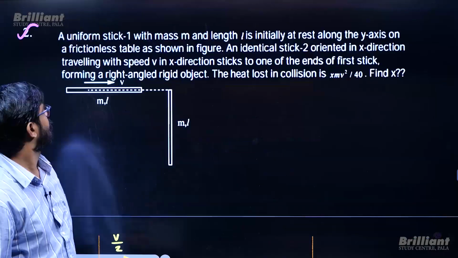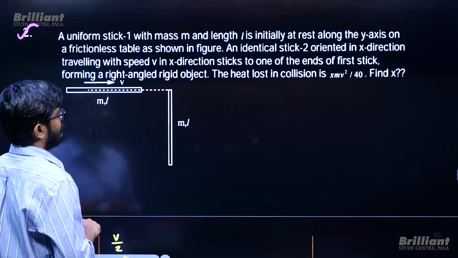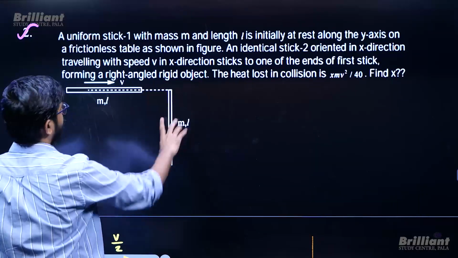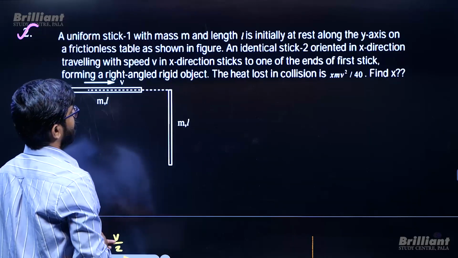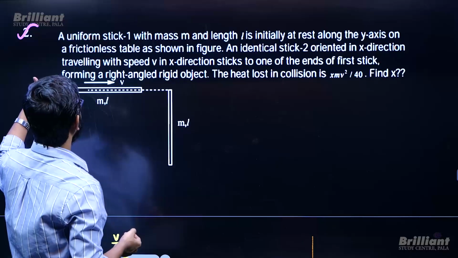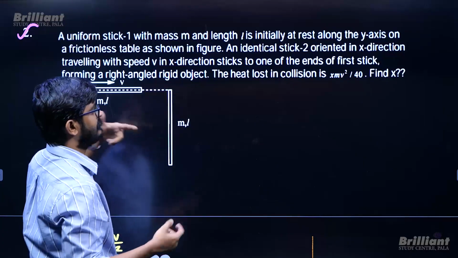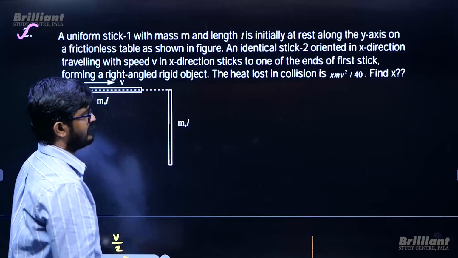A uniform stick with mass m and length L is initially at rest along the y-axis on a frictionless table as shown in the figure. An identical stick oriented in the x direction, traveling with speed v in the x direction, sticks to one end of the first stick, forming a right angle triangle object. Find the heat lost in the collision.